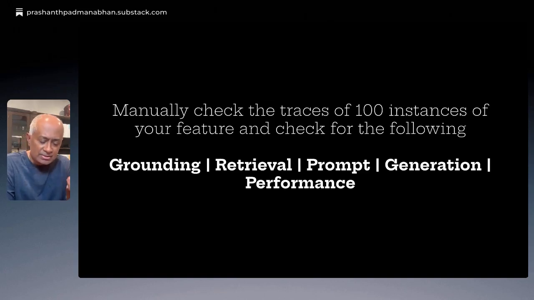The ability to read traces and apply your domain knowledge and judgment and taste to manually check the traces of 100 instances of your feature is arguably one of the most important things that you can do. This is something only a product manager with domain knowledge and with a specific understanding of the jobs to be done can do. So that's why it's such an important skill to have for a product manager building AI applications.